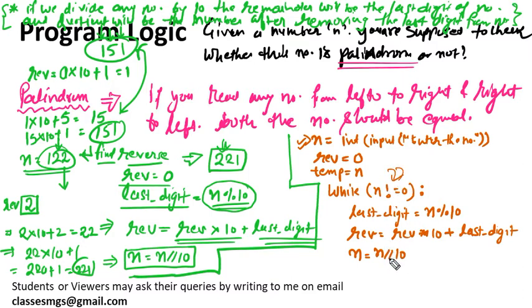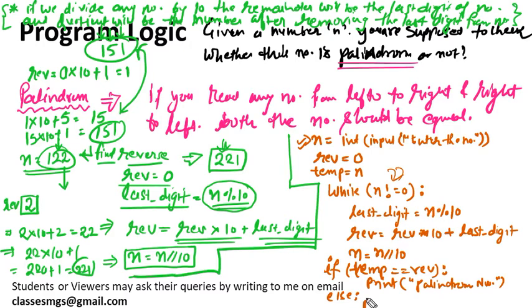So remember this, write n double slash 10 here. At the end of this loop, if n, that is the temporary number, because n we have modified, so if temp equals the reverse number, then we can print palindrome number. Otherwise, in the else case, print not a palindrome. So this way you can do it.